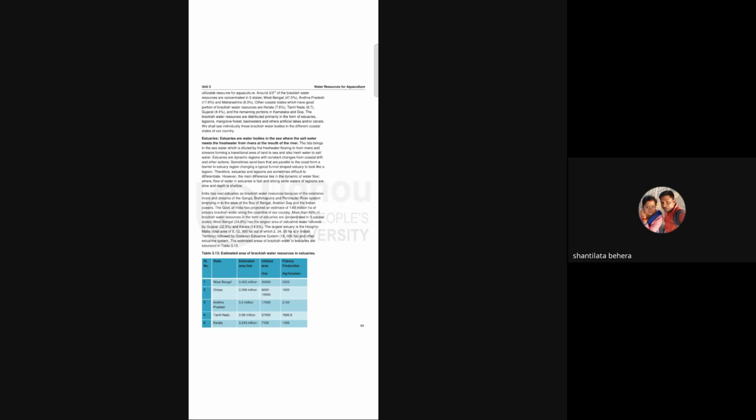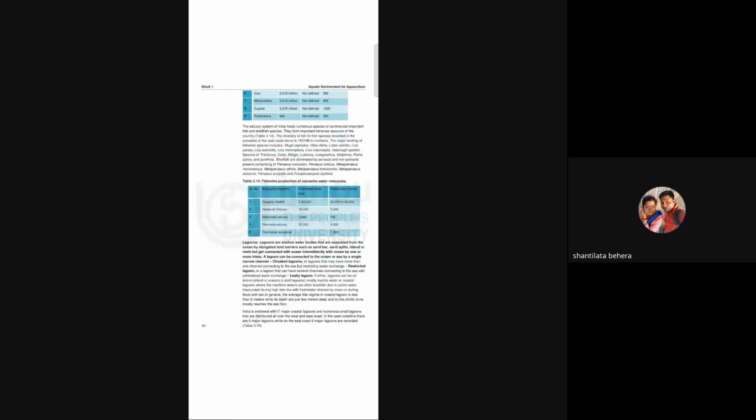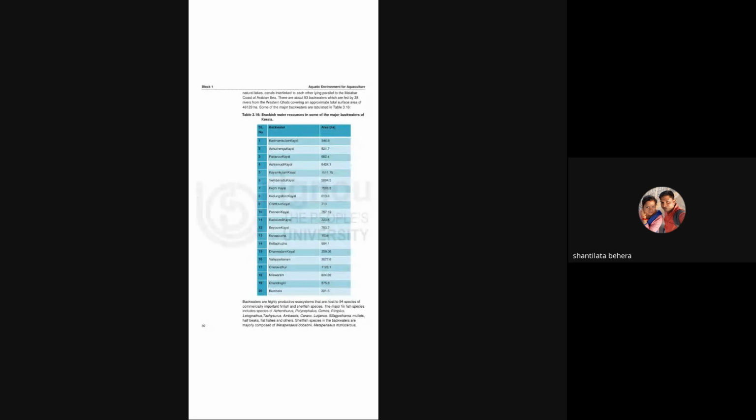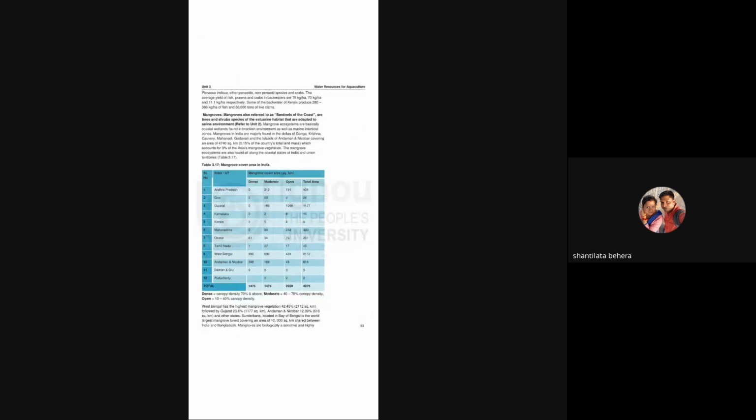Whatever is in the table is also written in the text. Okay, next is backwaters. See this table number 3.16, which shows various backwater bodies and the area they cover, which are a source for the aquaculture process. These are different mangroves. In the previous year you studied different types of water bodies used for the aquaculture process.